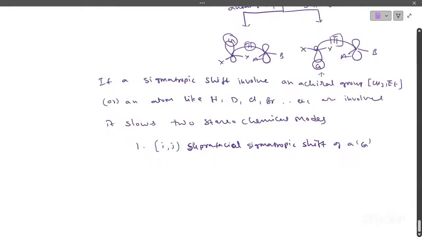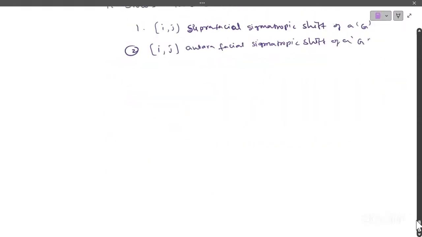Next, the second stereochemical mode, the i comma j antarafacial sigmatropic shift of a group G. We can also call it antarafacial shift, where shift means sigmatropic shift, right? Second one. For this purpose, I'm taking one example.